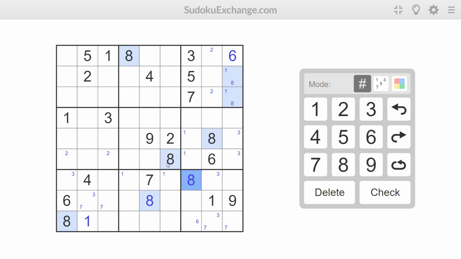8 in this row, 8 in this row. So we can have an 8 over here, 8 over here, 8 over here. So let's put two 8s over here.